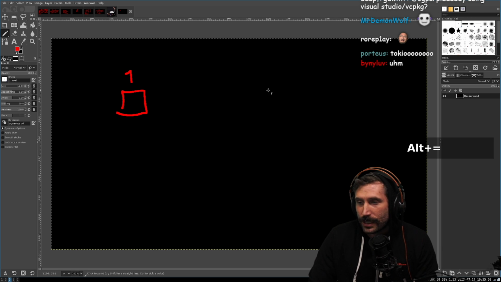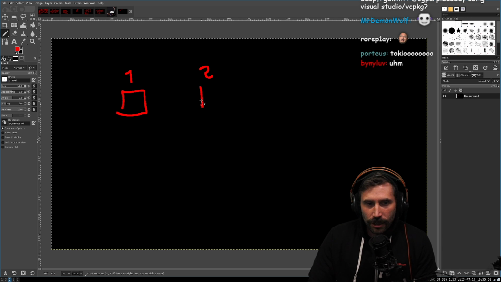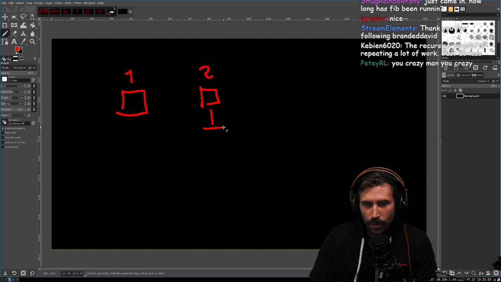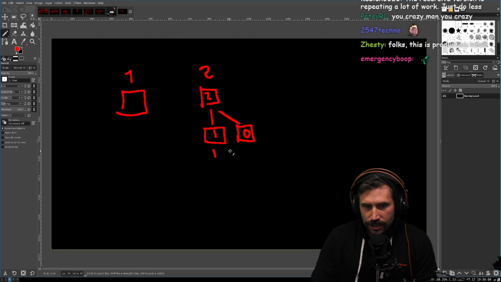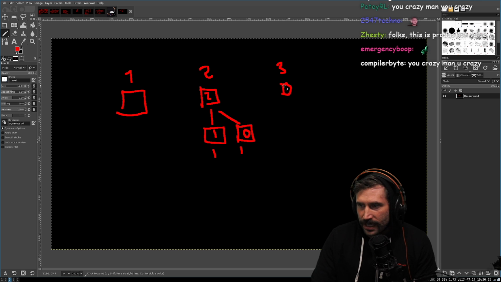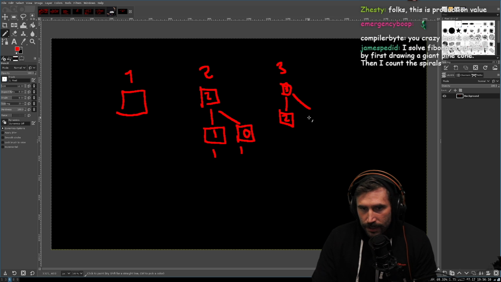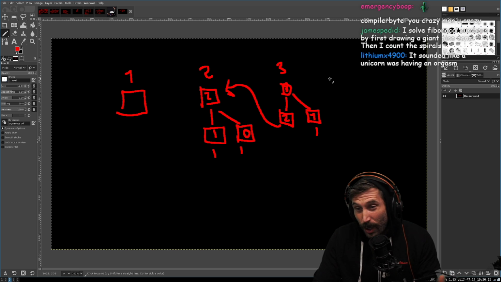Okay, so anyways, with 1, we do this. Now with 2, the darndest thing happens, right? We actually have to do 1, and we have to do 0, right? So we get 2, 1, 0, which turns into 1, 1, which turns into 2. Then at 3, we have to do 3, which does 2 and 1, right? And so this becomes 1. You can see the growth here, right?